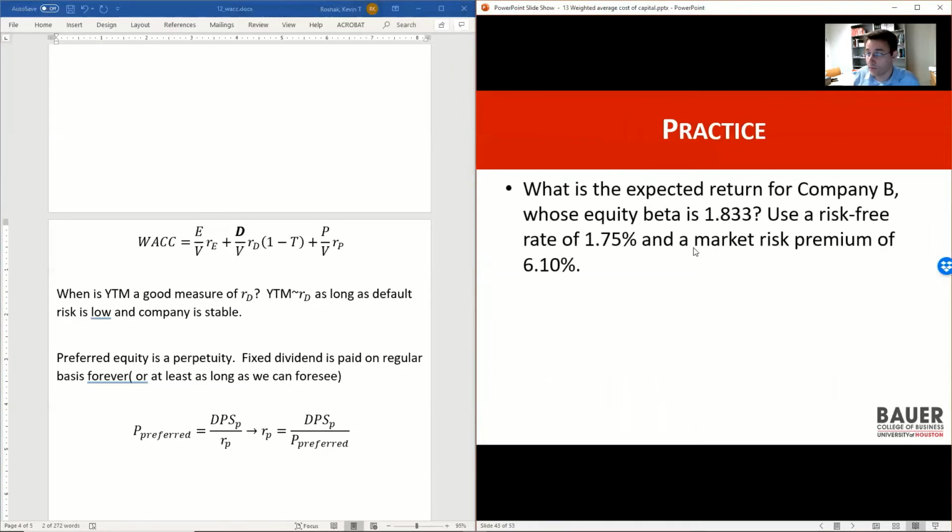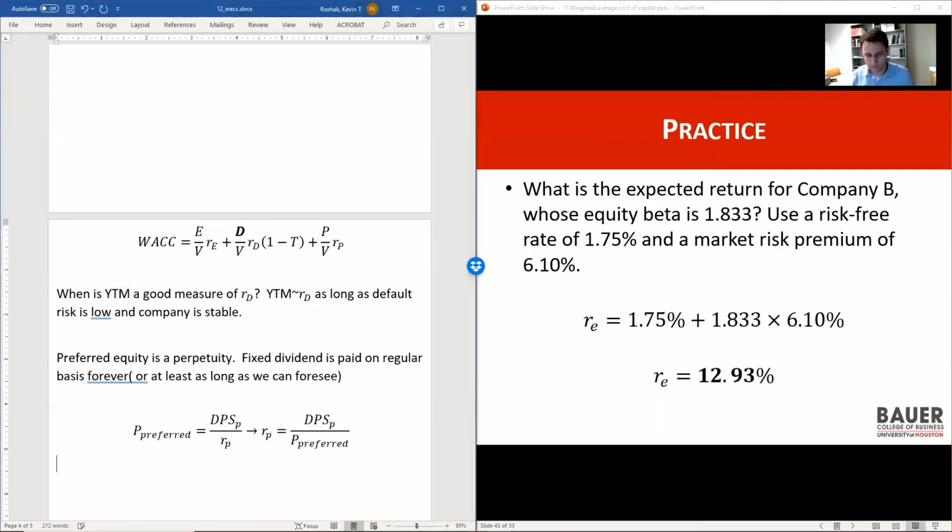It's always good to review how to calculate the expected return on a company's stock. If the beta is 1.83, you have a risk-free rate of 1.75, and you have a market risk premium of 6, you just walk through the CAPM to get 12.9. Okay, so just to summarize all of that here. We're generally going to use CAPM to find the discount rate on equity. I'll give you the beta or something, and then you can back it out.